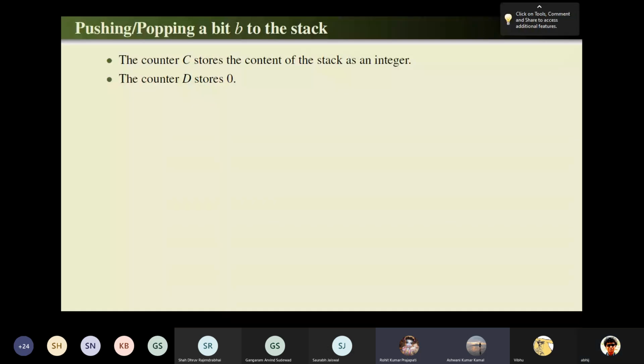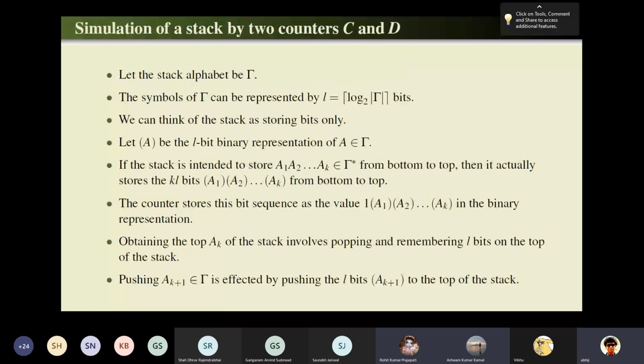And I want to push a bit B, which is either 0 or 1. Then what will happen? Essentially, followed by this, there will be a new bit B. Correspondingly, this value will change to 1 followed by this, followed by that new bit B. So let us see how we can do it.